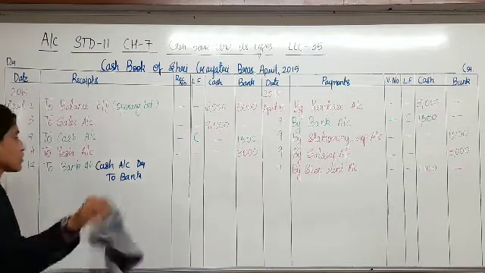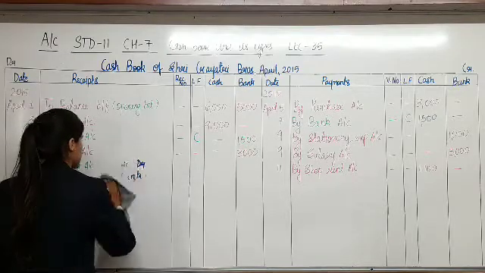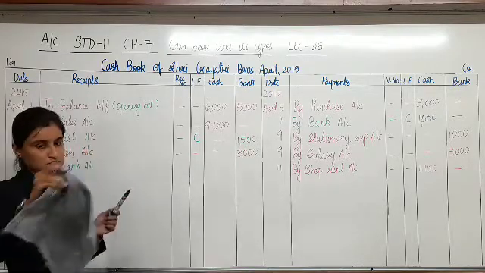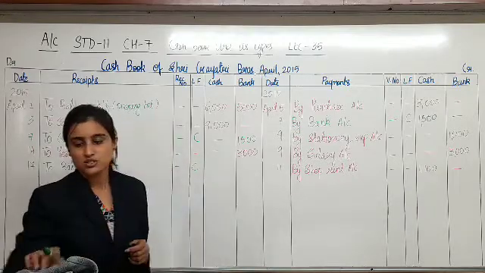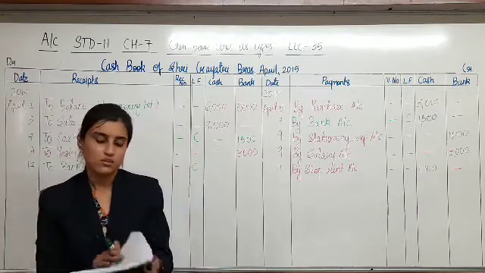Cash is taken from bank. Cash comes in, so on the receipt side in the column of cash. How much cash? 1000.